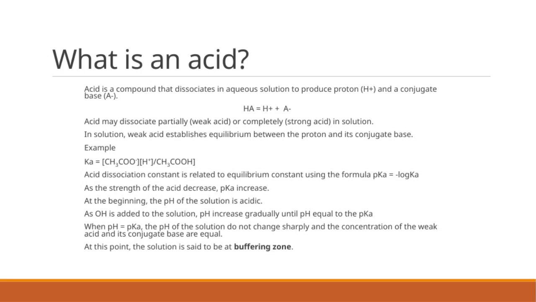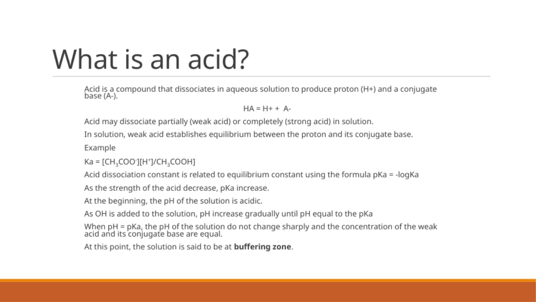An acid is a compound that dissociates in aqueous solution to produce a proton, which is a hydrogen ion, and a conjugate base. This process can be summarized by the equation HA equals H+ plus A-. Now, acids can behave differently depending on how much they dissociate. Some acids, called strong acids, dissociate completely, while weak acids only dissociate partially.